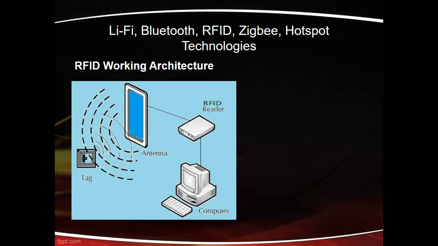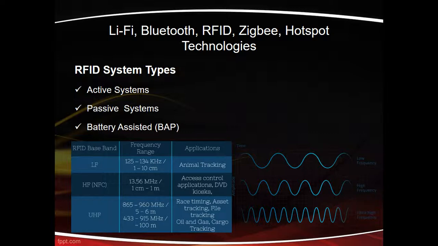Here I have mentioned the types: the active system, the passive system and the battery-assisted system. These are the frequency ranges. Active RFID means the tag power source is internal, inside the tag. Passive means the energy is transmitted from the reader via RF. Active RFID uses the tag battery, but passive does not. Battery-assisted also uses one. Likewise, there is data or specification related to each one.